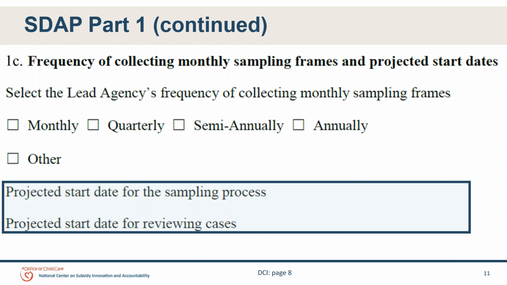Down below, you'll give a projected start date for sampling and a projected start date for starting reviews. You don't have to give us a specific date like April 2nd, 2024, but we do ask that you give a month and a year for both. We have seen in some SDAPs where the state or lead agency staff will just say, our projected start date is whenever the SDAP is approved, and we'll get started. But we would actually like to see a month and a year. And these are just projections. If your plans change, if you end up getting started a little bit later or a little bit earlier, that's fine.